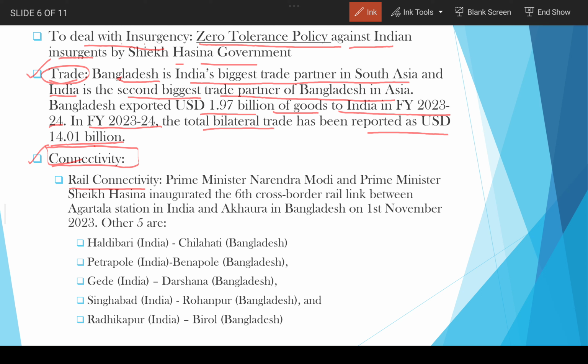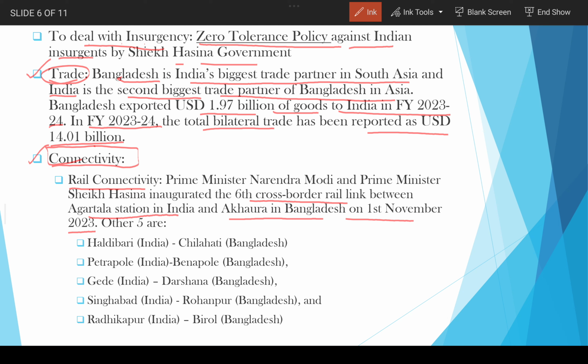Rail connectivity. Recently, this is talking about the 6th cross-border rail link between Agartala station in India and Akhaura in Bangladesh on 1st November 2023. We have talked about it, and there are other 5 as well which have been operationalized.